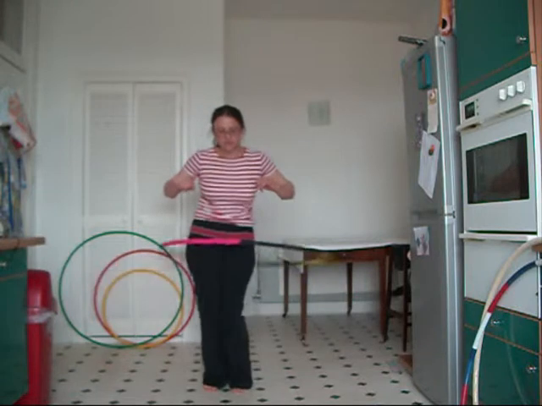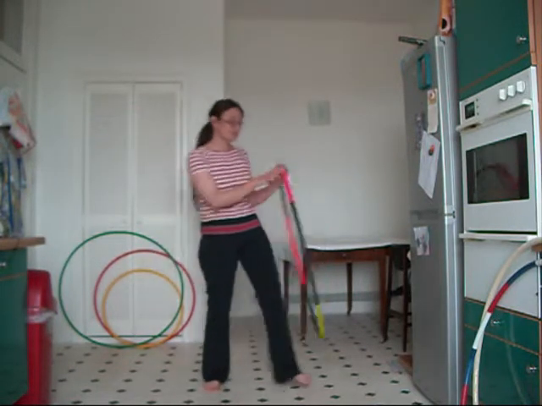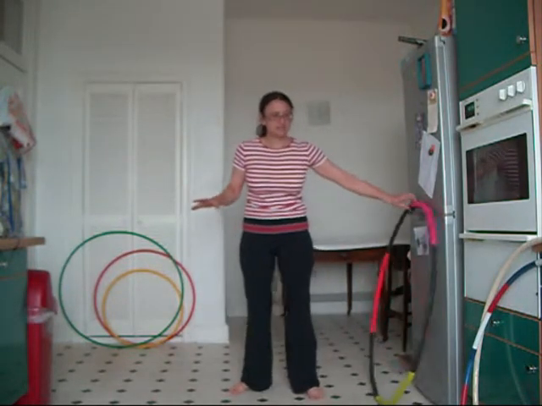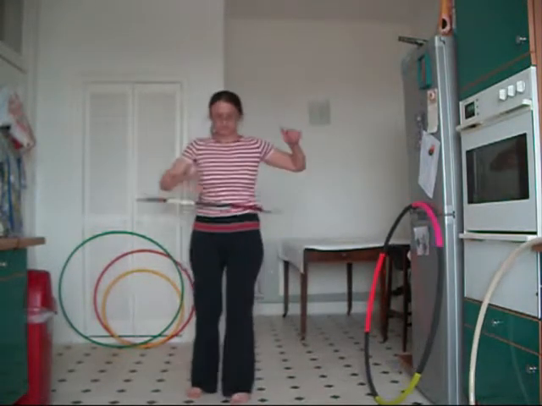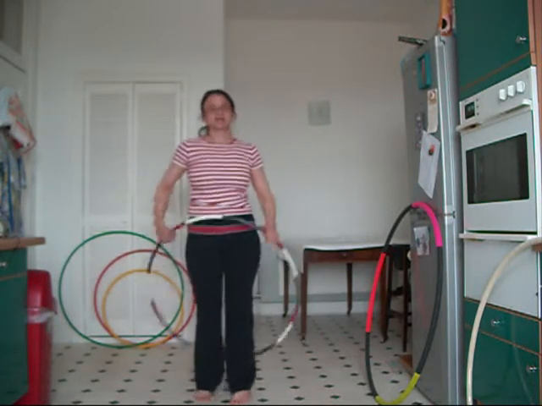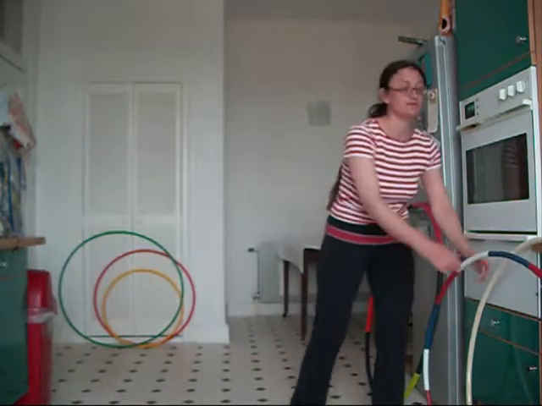1, 2, 3, 4, 5. So that's about how slow I should time it really. If we go to a medium hoop, 1, 2, 3, 4, 5, 6, 7, 8, 9, 10. I can't do it as slowly as this one before it falls down.